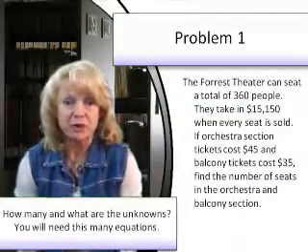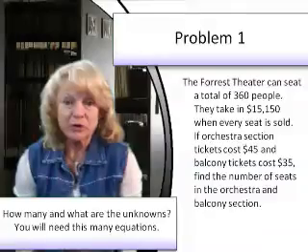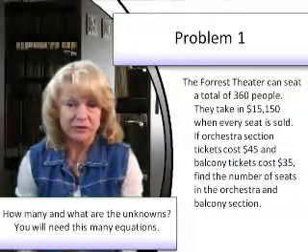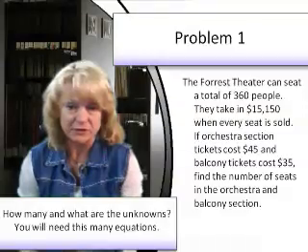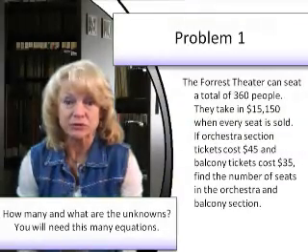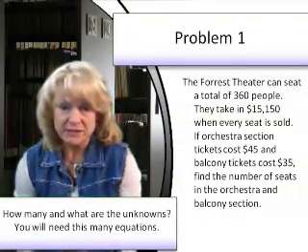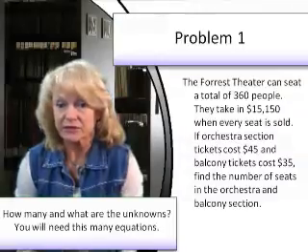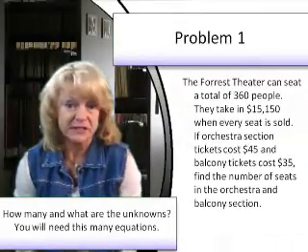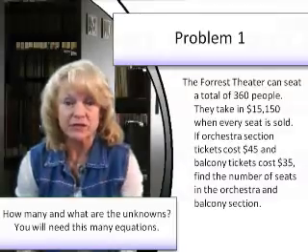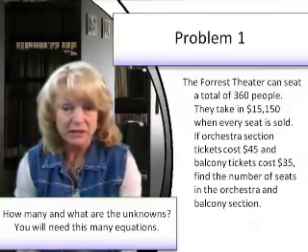Let's go on to our first problem. The Forest Theater can seat a total of 360 people. They take in $15,150 when every seat is sold. If orchestra tickets cost $45 and those in the balcony cost $35, find the number of seats in the orchestra and in the balcony section.